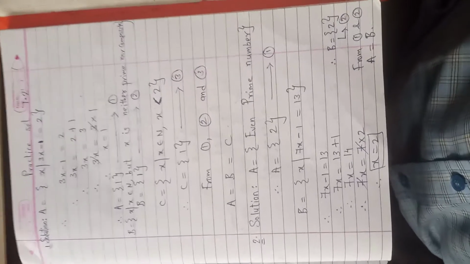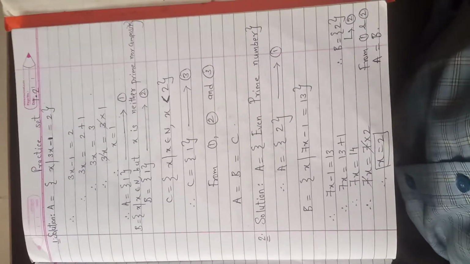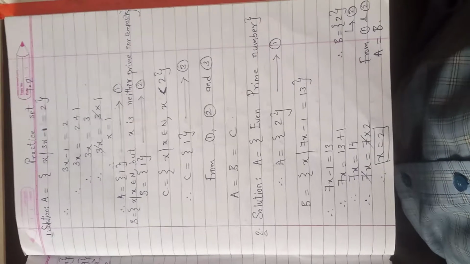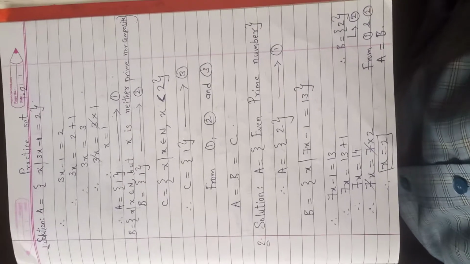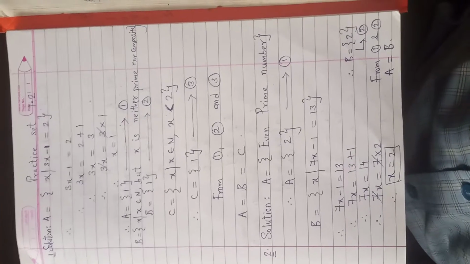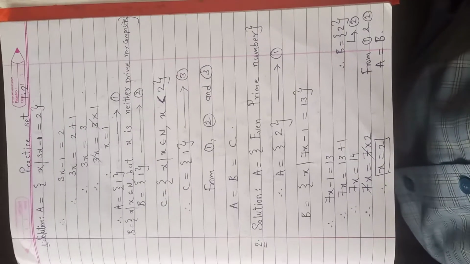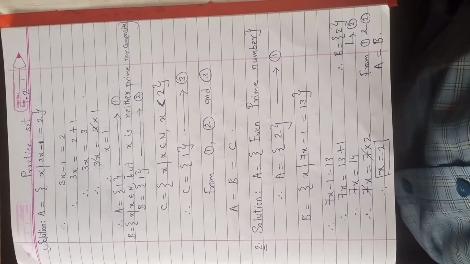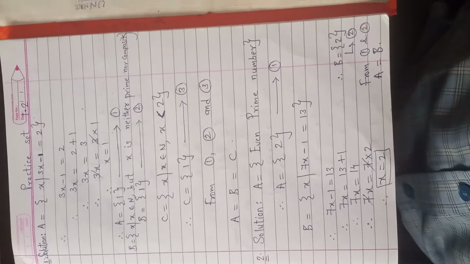But we want even prime numbers. So 2 is the only even prime number. Others are prime numbers but odd. Therefore set A is equal to even prime numbers, therefore set A is equal to {2}, equation number 1. Now set B is equal to x such that 7x minus 1 equal to 13.